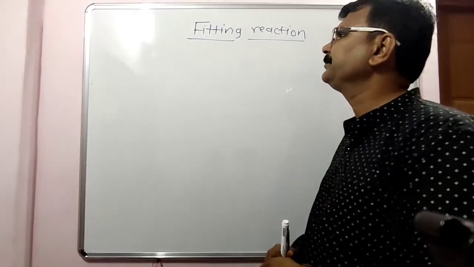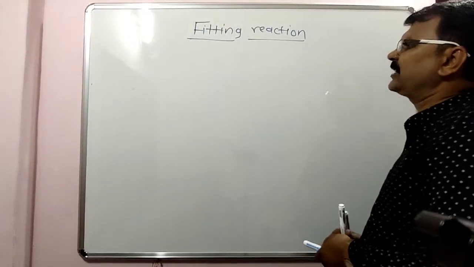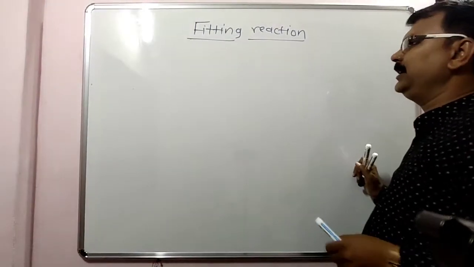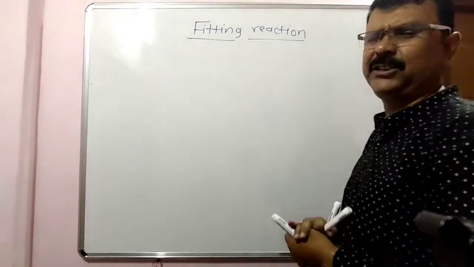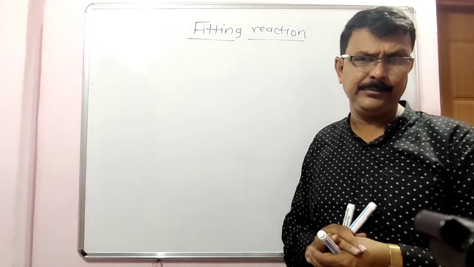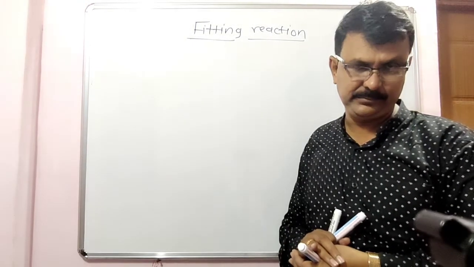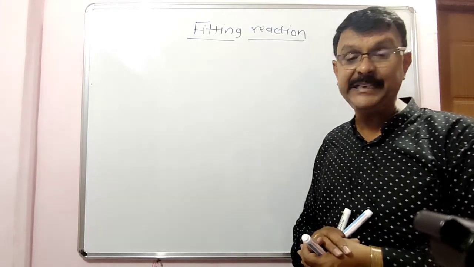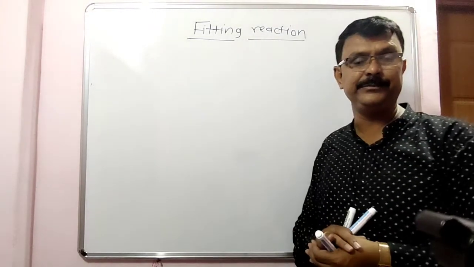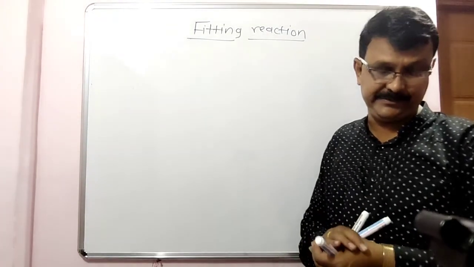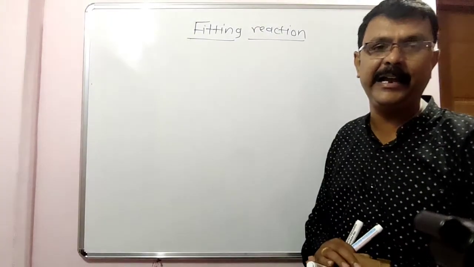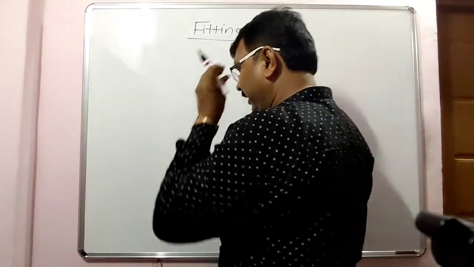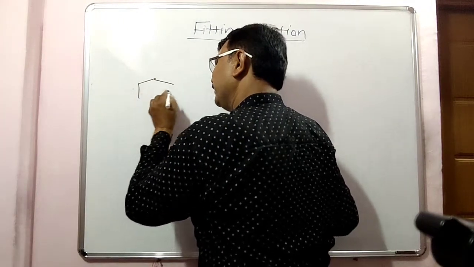Today we start a new lecture: Fittig reactions. The next reaction is the Fittig reaction. The Fittig reaction is used only for aryl halides, and the Wurtz reaction is used only for alkyl halides. Let us look at the general reaction.